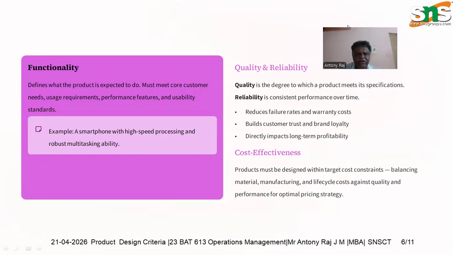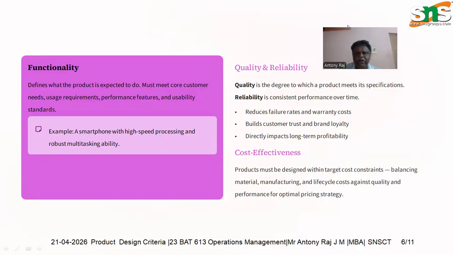What is functionality? Functionality is nothing but, what is the product expected to do? That is what is functionality. For example, if we talk about a mobile, the customer should be able to talk, should be able to connect with the other person, should be able to send an SMS, should be able to send a WhatsApp. So these are the core functionality. Like that, each and every product has got a functionality.